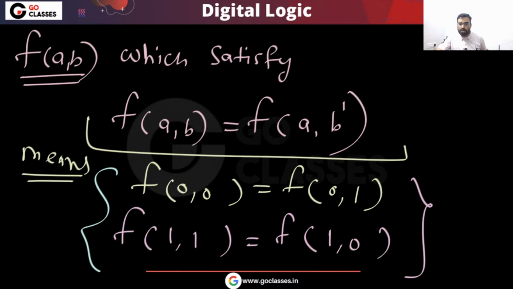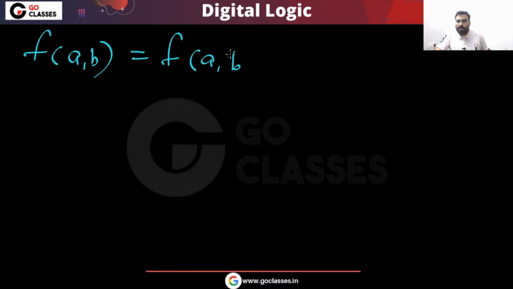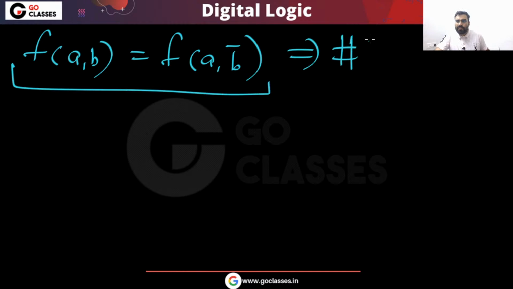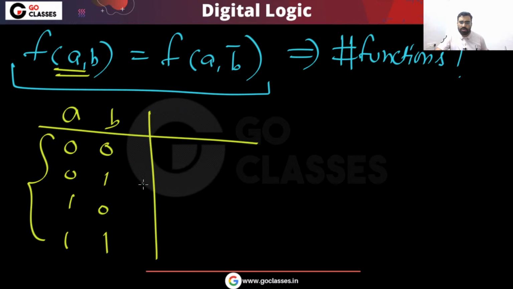So how many functions are there which will satisfy this property on two variables? f(a, b) should be equal to f(a, b bar). How many functions are there of this type? You can notice there are two variables. The question is very simple. There are two variables, so there will be 4 rows: 0 0, 0 1, 1 0, 1 1. There will be 4 rows.